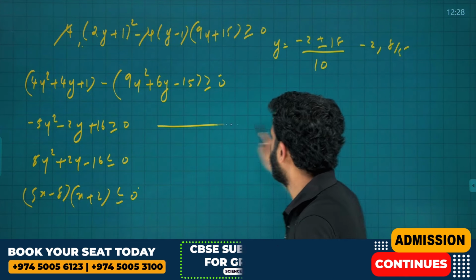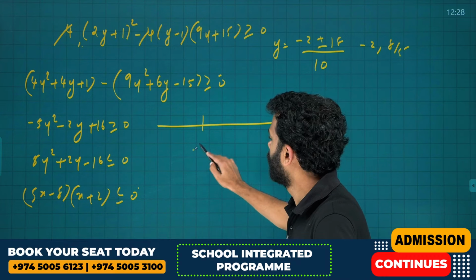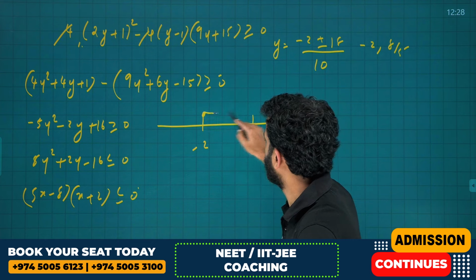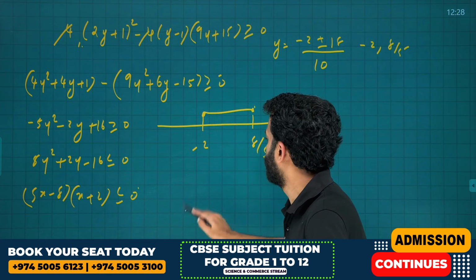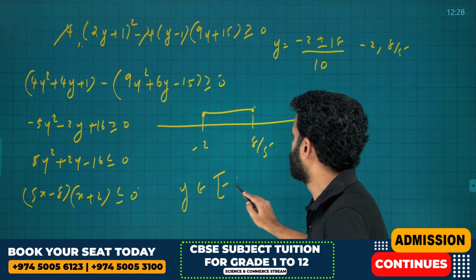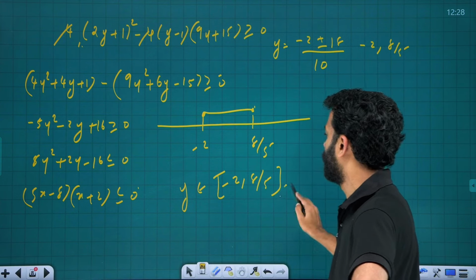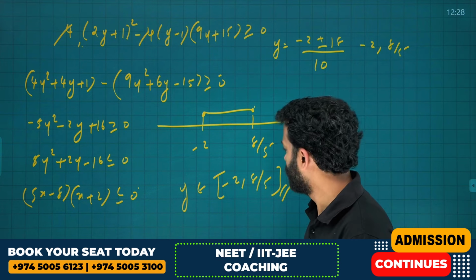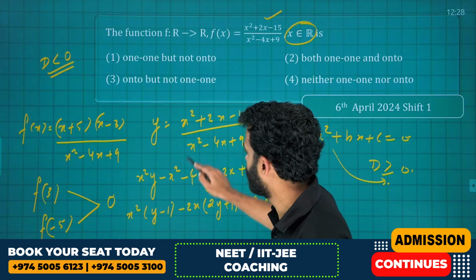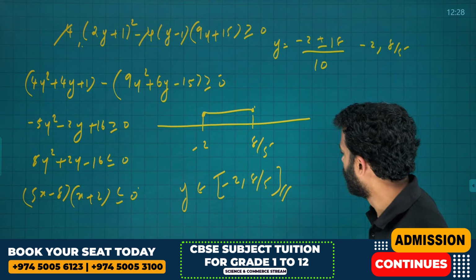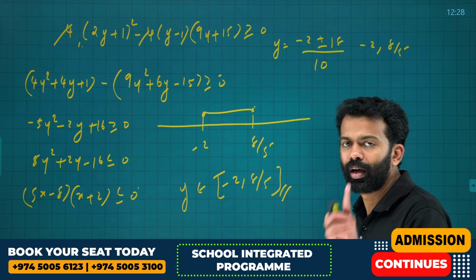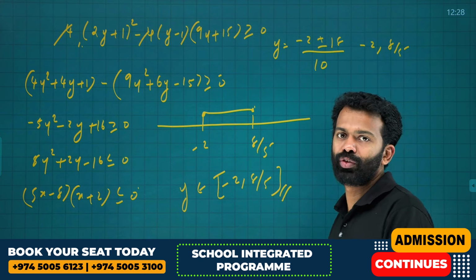Okay, therefore, if you mark the points, it will be like minus 2 here and 8 by 5 here. So, the values will be from here to here. Okay, so y is an element of the closed interval from -2 to 8/5. So, the range of the given function will be what? That is y belonging to the closed interval -2 to 8/5. So, is it an onto function or into function?